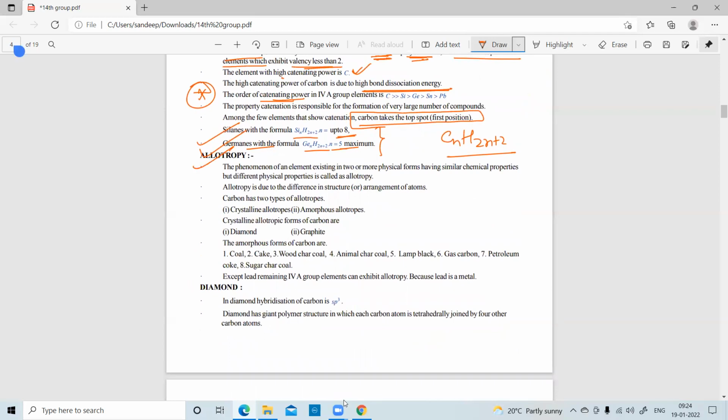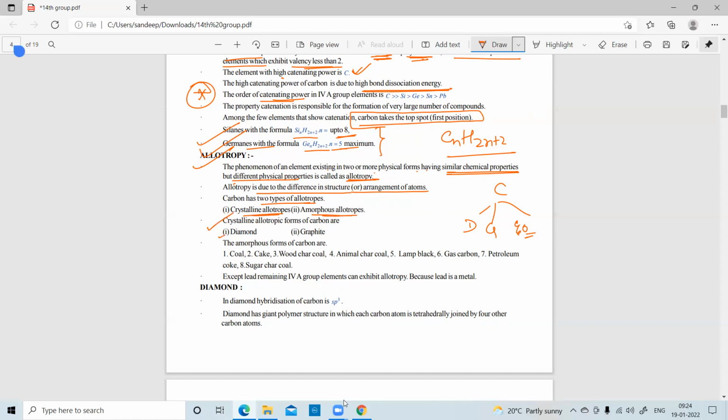Now, allotropy. The existence of an element in more than one form is called allotropy. As you know, carbon shows many allotropic forms like diamond, graphite, and Buckminsterfullerene C60. The phenomenon of an element existing in 2 or more physical forms having similar chemical properties but different physical properties is called allotropy. Allotropy is due to difference in structure or arrangement of atoms. Carbon shows 2 types of allotropes: one is the crystalline allotrope, another is the amorphous allotrope.